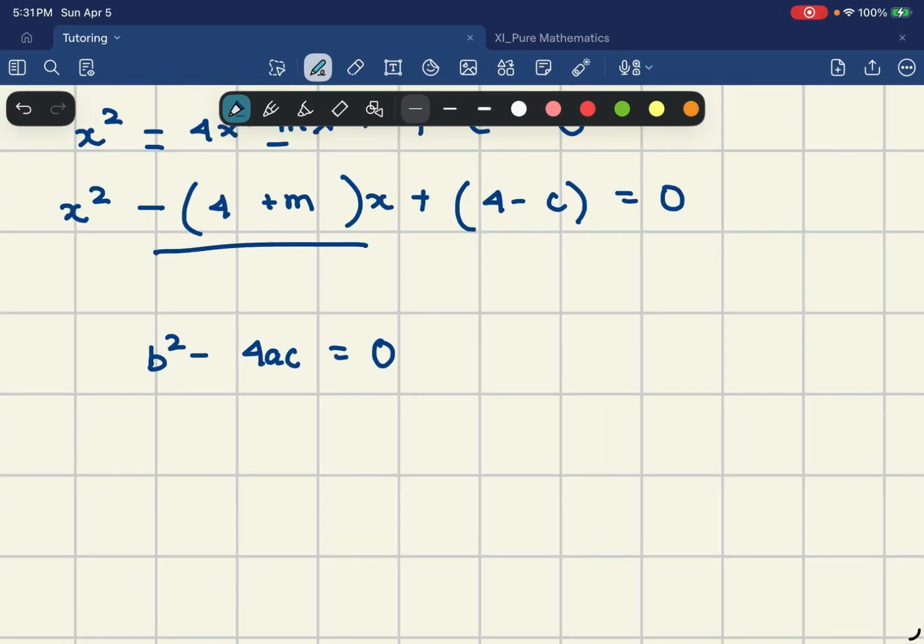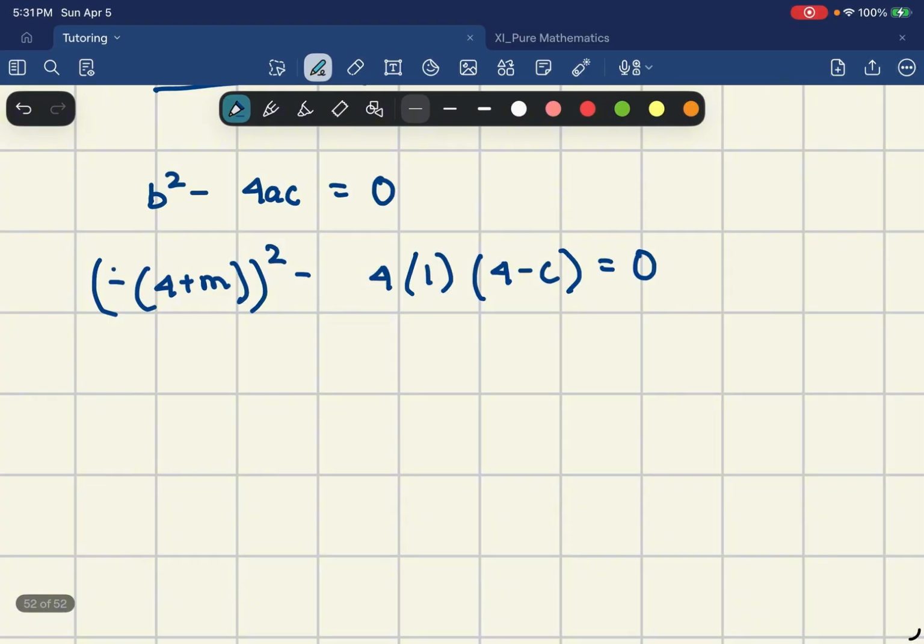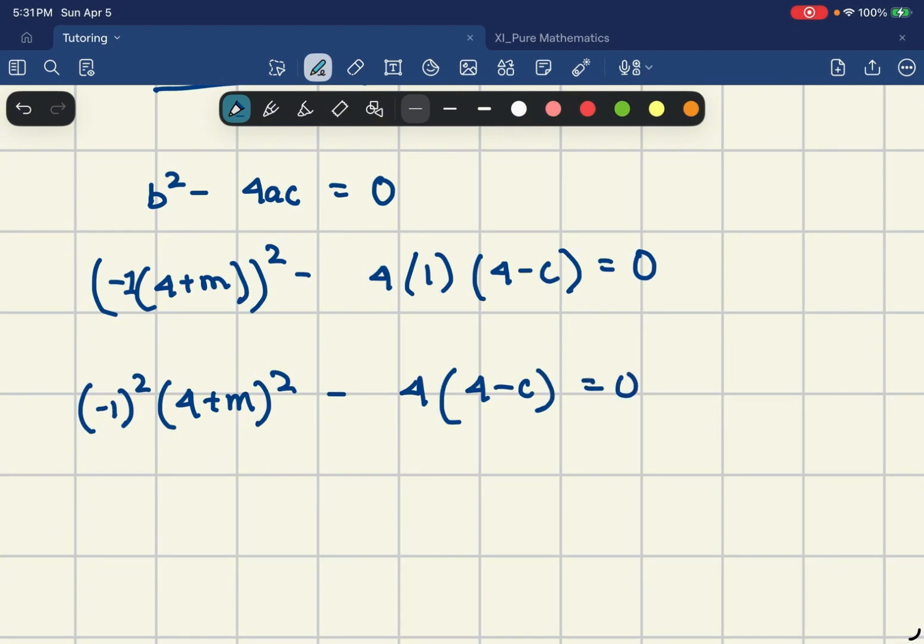So b is this expression. So minus (4 plus m) squared, minus 4, a is 1, c is 4 minus c, is equal to 0. So now I can just simplify this. This is like saying I have minus 1 squared and I have (4 plus m) squared, right? I have a minus 1 outside. So two things multiplied together, whole squared, you square the first thing times the square of the second thing. Minus, you have 4 minus c.